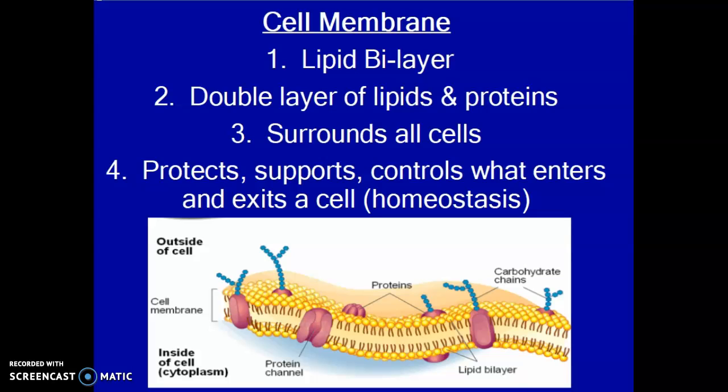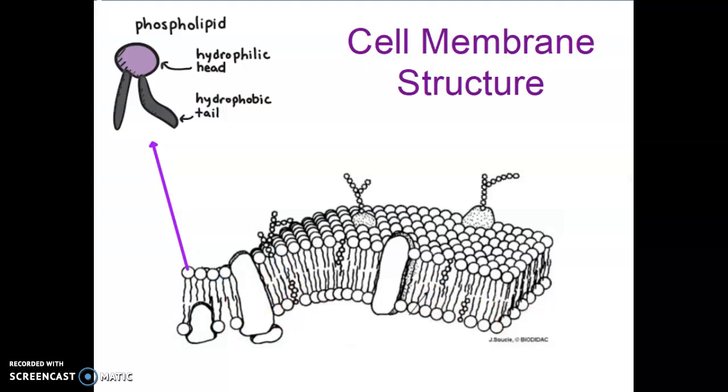Just remember that the cell membrane is responsible for what goes in and out of the cell. So we learned that term homeostasis the first week of school. It's what allows things in and out, controls water balance, food balance, and all those kinds of things. All right, so let's look at the structure of the cell membrane.